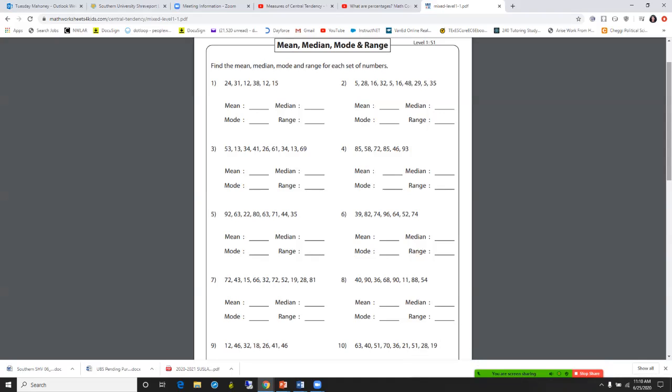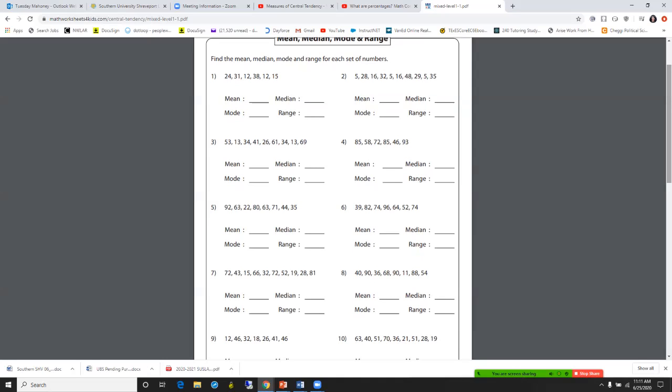One step I want to tell you before you get started, as we said in the video: the first thing we want to do is put the numbers in order, which will make it easier for you to figure out your mode, your median, and your range. You want to do that on your scratch sheet while you're working, and it'll be much easier for you to find those numbers. So go ahead and get started.